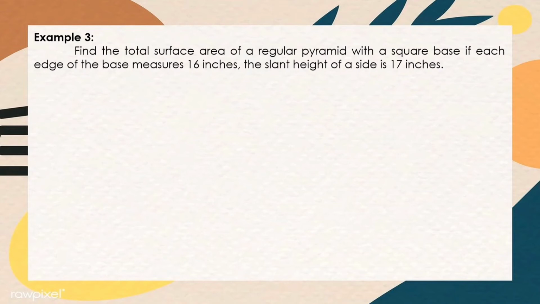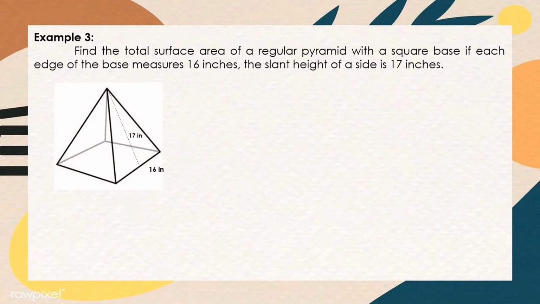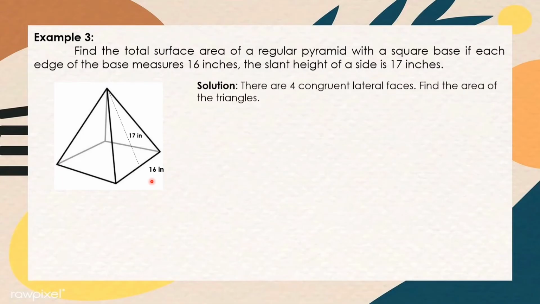Find the total surface area of a regular pyramid with a square base if each edge of the base measures 16 inches while the slant height of a side is 17 inches. For the solution, there are 4 congruent lateral faces. When we say congruent lateral faces, these 4 triangles have the same measurement. So we have to find the area of the triangles.